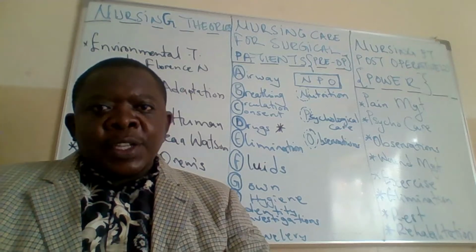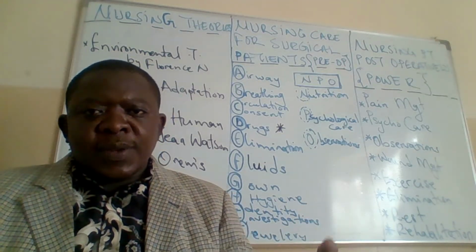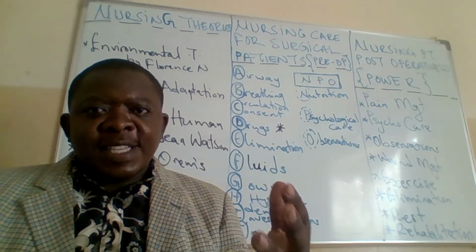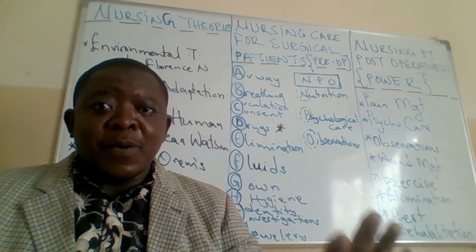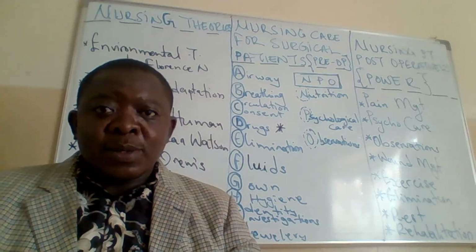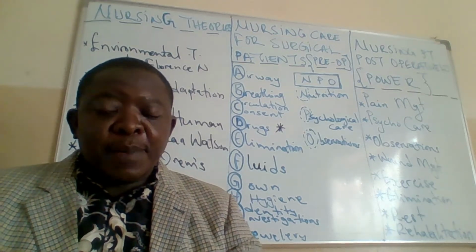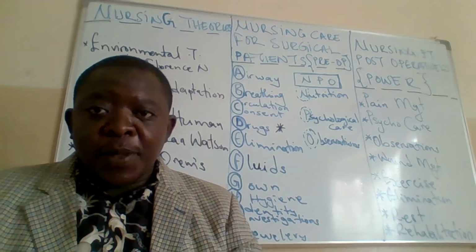All right. So in a nutshell, this is the way you can nurse the patients before they go to theater. Never confuse it. Before they go to theater is A, B, C, N, P, O. A, B, C after J, N, P, O.